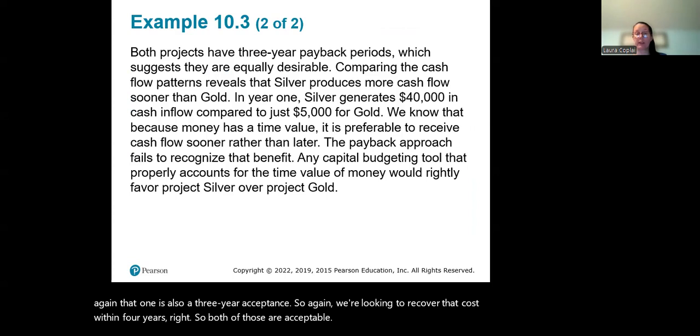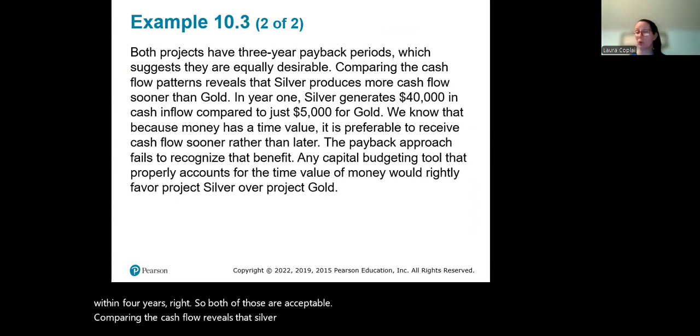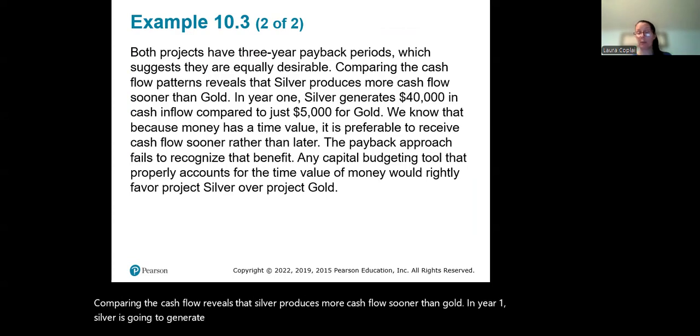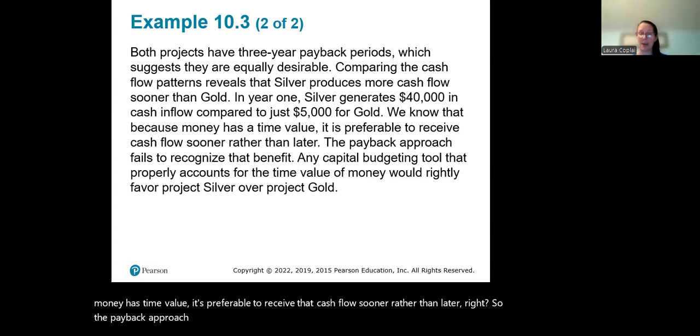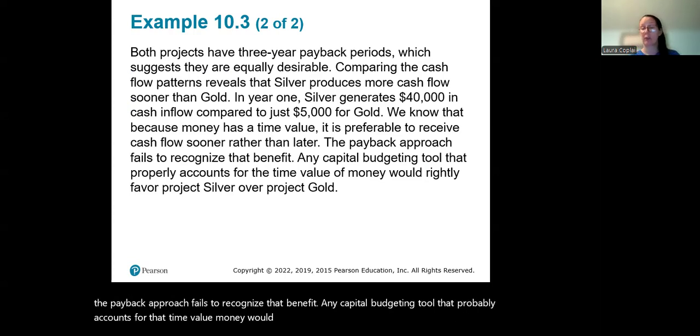Comparing the cash flows reveals that Silver produces more cash flow sooner than Gold. In year 1, Silver is going to generate 40,000 compared to that 5,000 for Gold. We know that because money has time value, it's preferable to receive that cash flow sooner rather than later, right? So the payback approach fails to recognize that benefit. Any capital budgeting tool that properly accounts for that time value of money would rightly favor Silver over Gold.